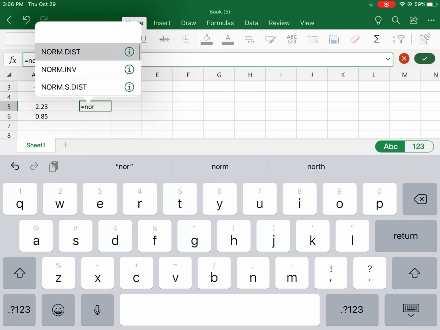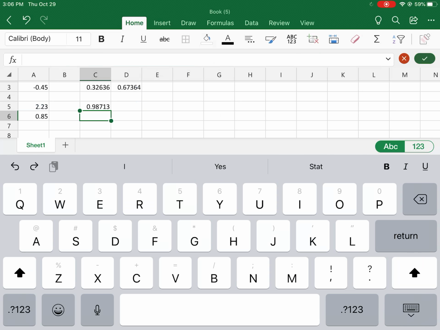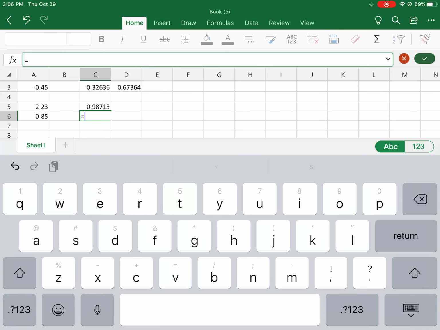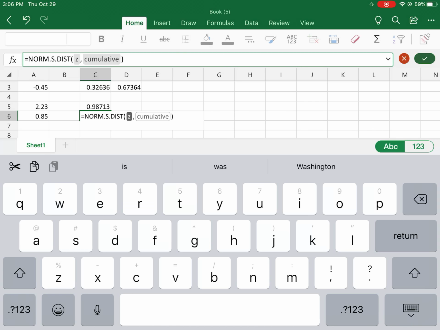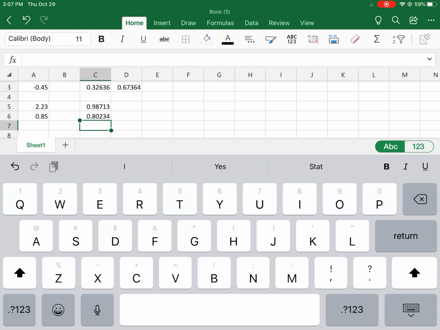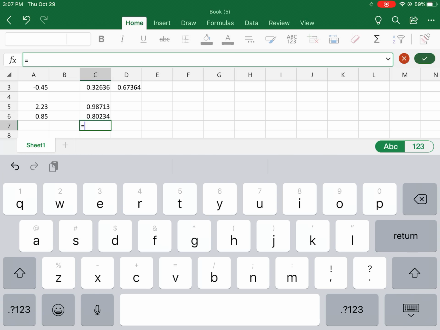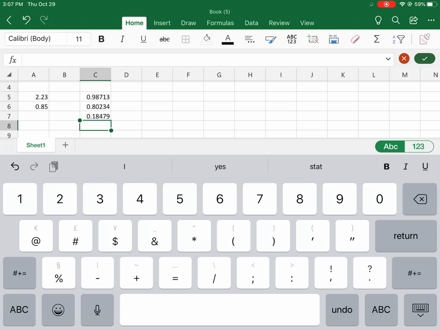Okay, so now again, I'm just going to find the normal distribution for both. Okay, so there's my z-score. Again, always true. I'm going to hit return. Do it again. Equals. So you're going to get really good at this by the end of this one. Here is my z-score. True. And enter. Okay, and then our last step is we want to subtract the bigger from the smaller. So equals, and then again, I'm just going to cell reference. Enter, and there's my answer.